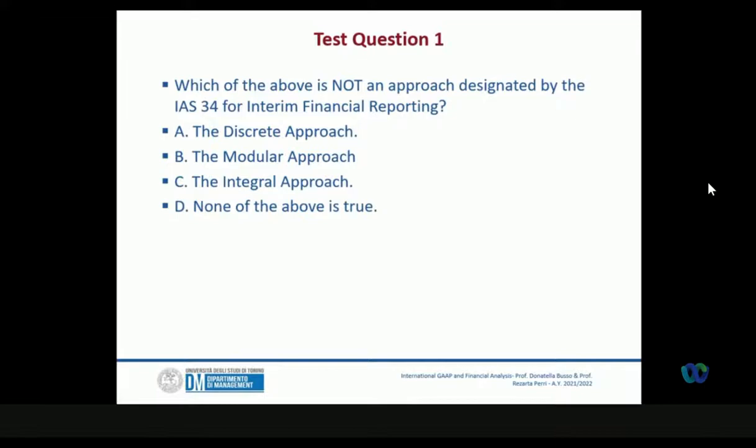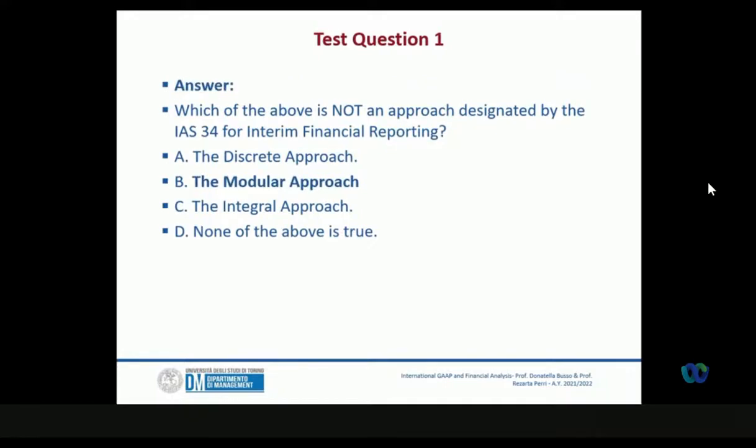Okay, let's have some test questions at the end and we are done also with this chapter. Which of the above is not an approach designated? The discrete is one approach. The modular approach is one. Sorry, I was just, yes. The discrete approach, the modular and the integral. The discrete approach is not, the modular approach, my mistake, is not an approach designated by IAS 34.